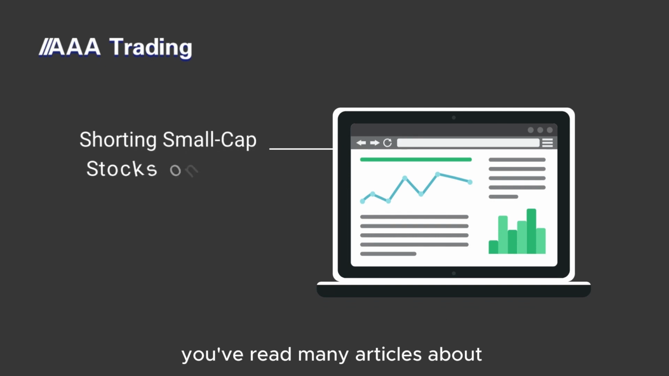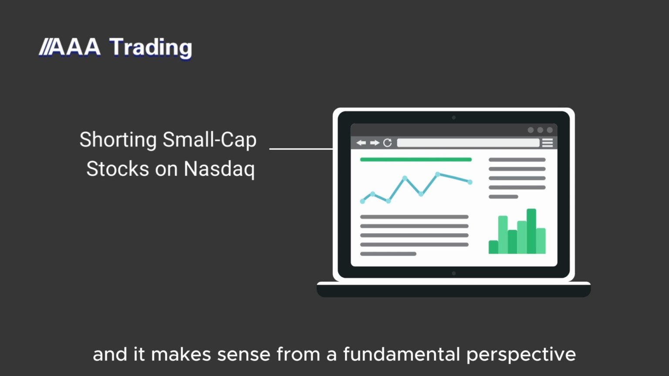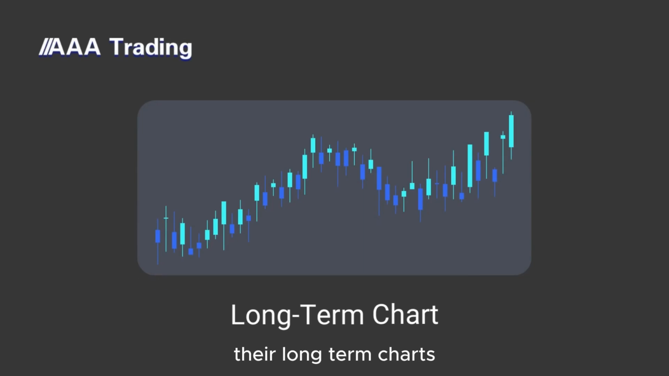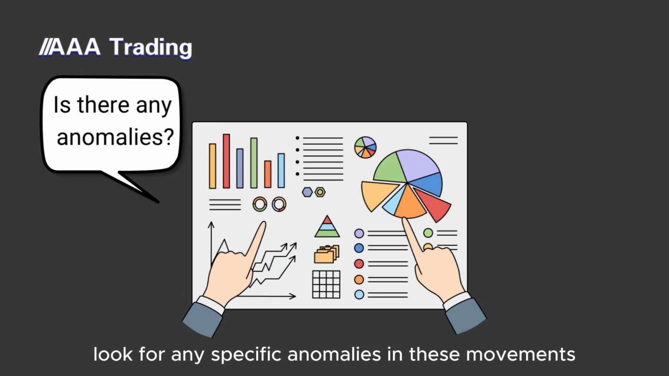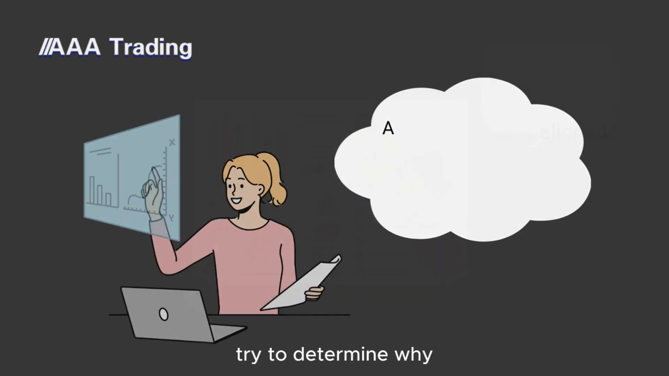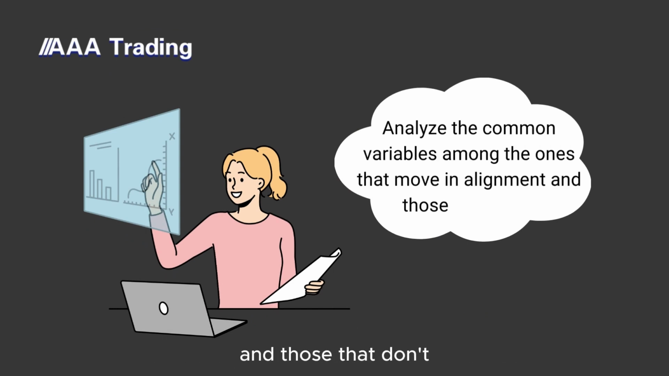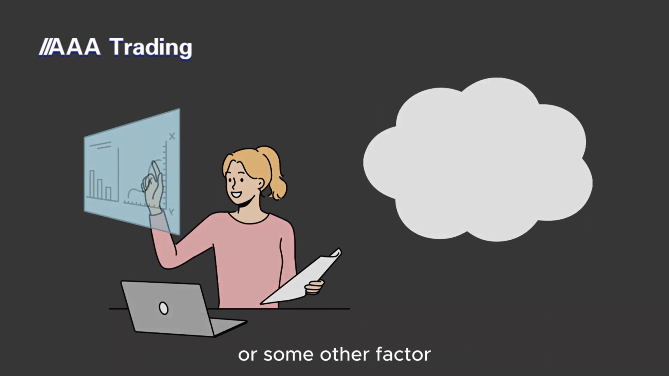You've read many articles about shorting small-cap stocks on NASDAQ, and it makes sense from a fundamental perspective. Now, it's time to research 500 historical tickers, their long-term charts, and their intraday charts during significant price movements. Look for any specific anomalies in these movements and identify whether certain tickers move more consistently aligned, and if so, try to determine why. Analyze the common variables among the ones that move in alignment and those that don't. Is it related to filings, float, order flow, or some other factor?